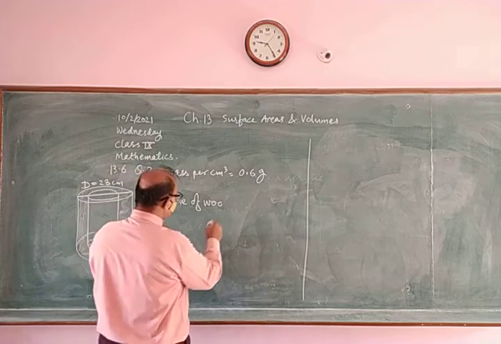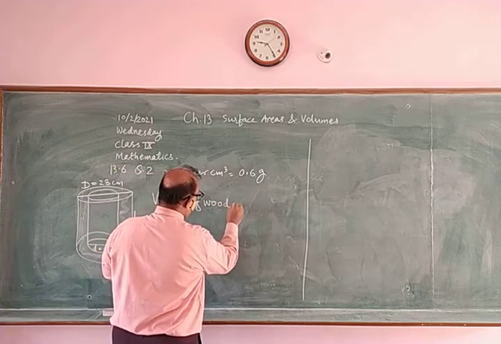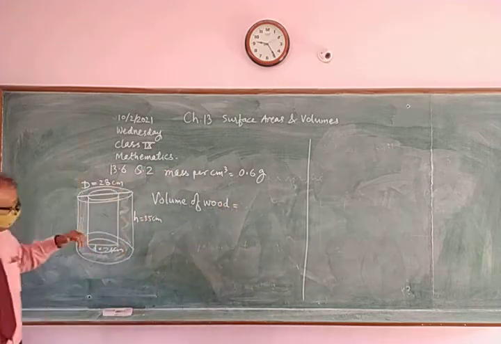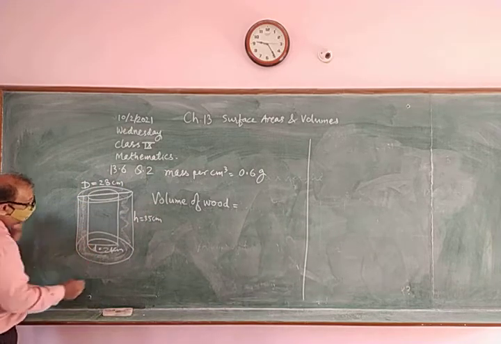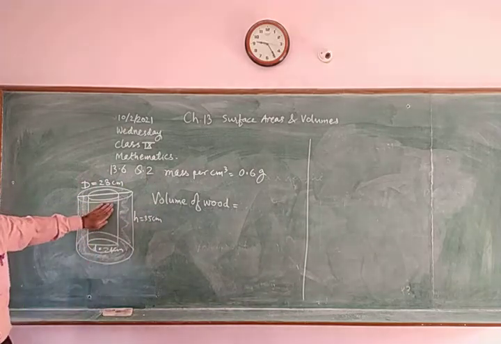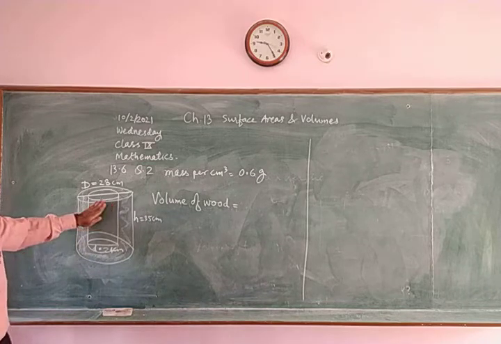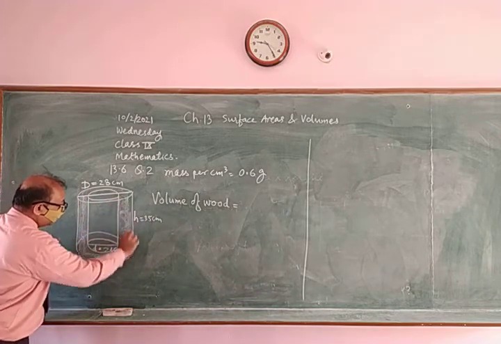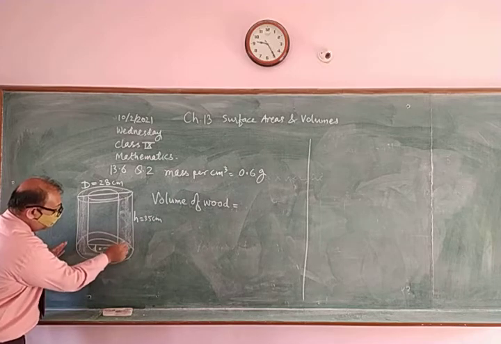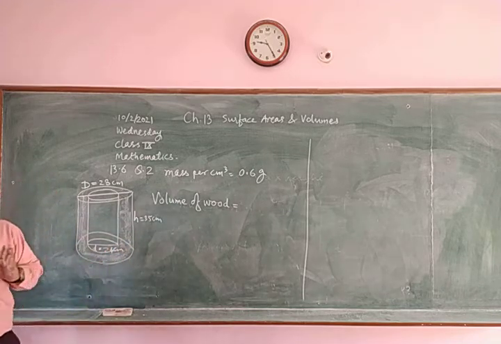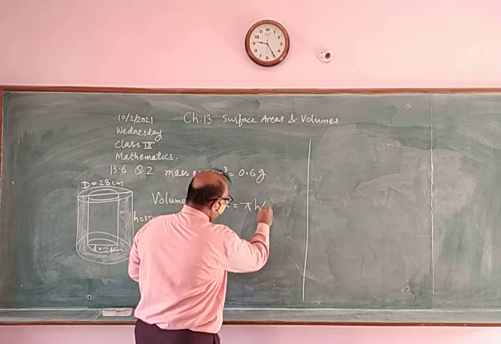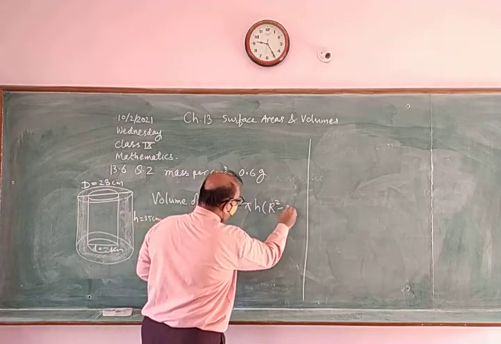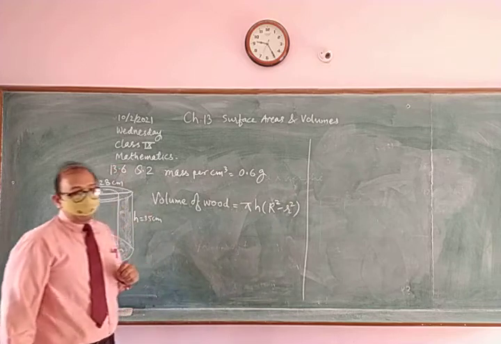Sir, this is called the ring formula, right? Volume of wood. We have to find the volume of wood only, not the hollow. Yes, sir. We will find the volume of this thickness, and the formula is pi h (capital R square minus small r square).